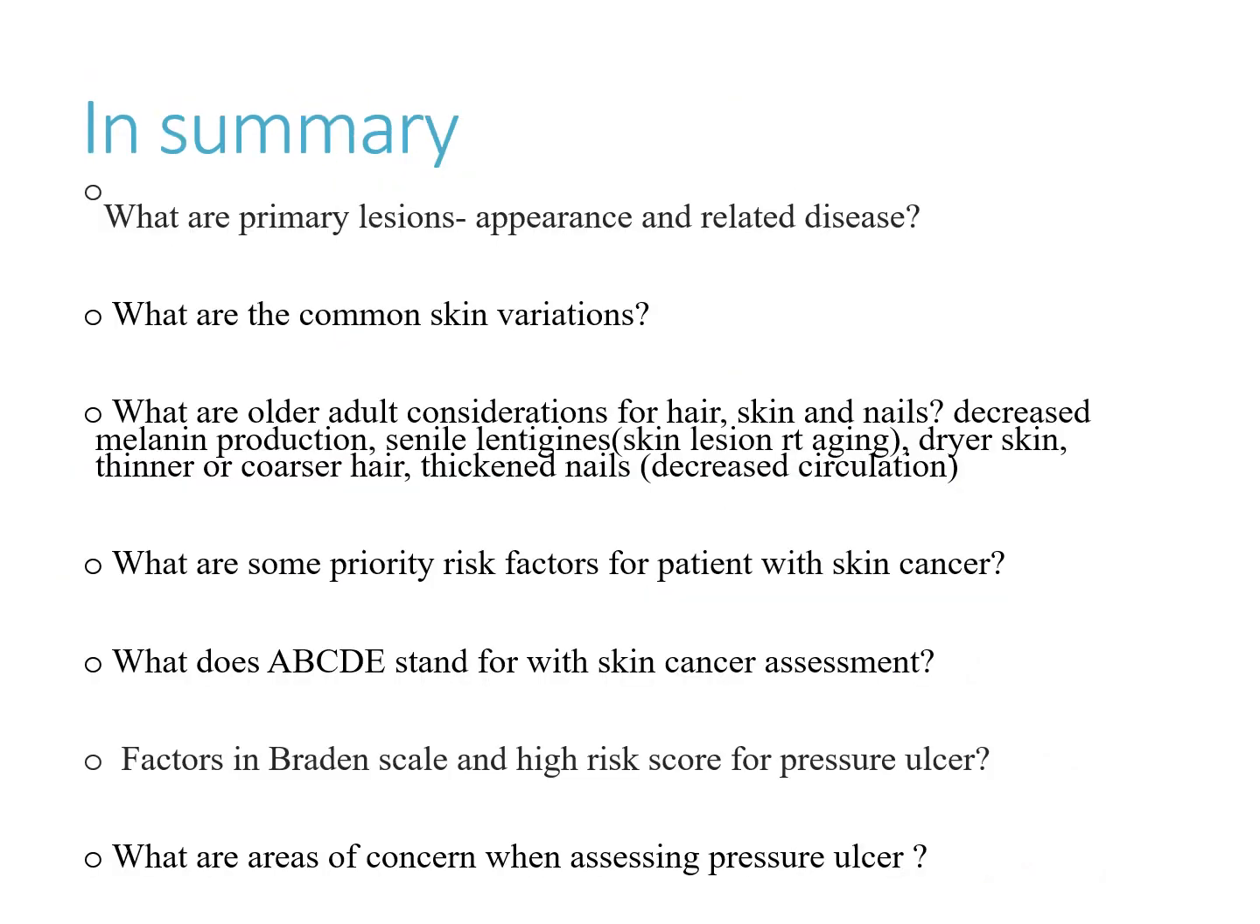In summary, can you name the primary lesions, what they look like, and what are some diagnoses related to those? What are some common skin variations that you were able to find? Were there any older adult considerations for the hair, skin, and nails? Are you able to identify the priority risk factors for patients with skin cancer? What does the ABCDE stand for with skin cancer assessment?